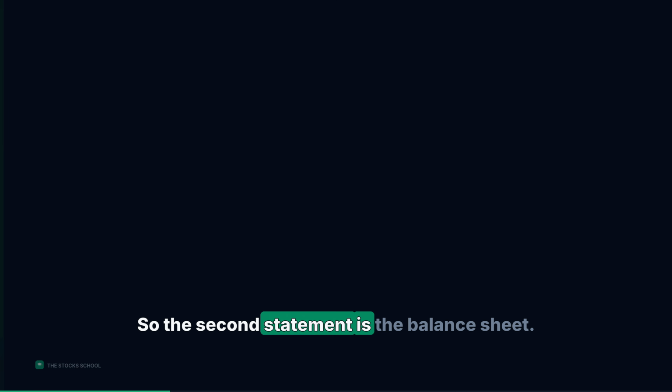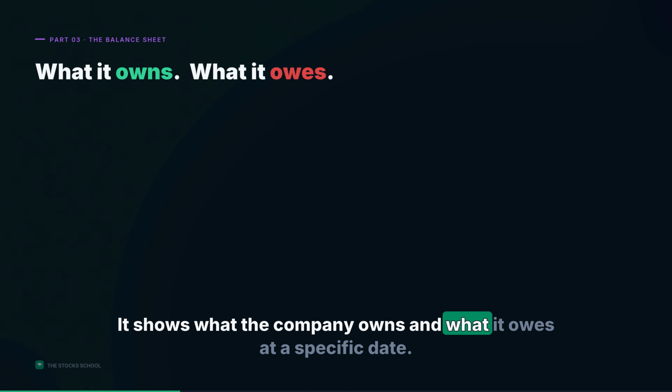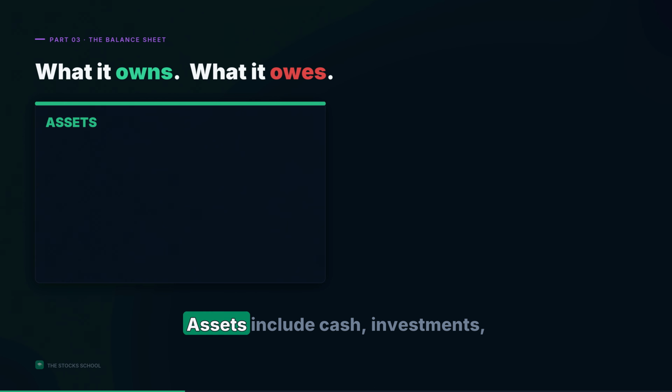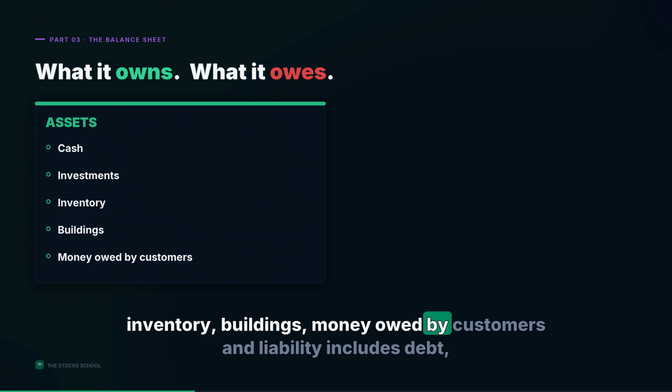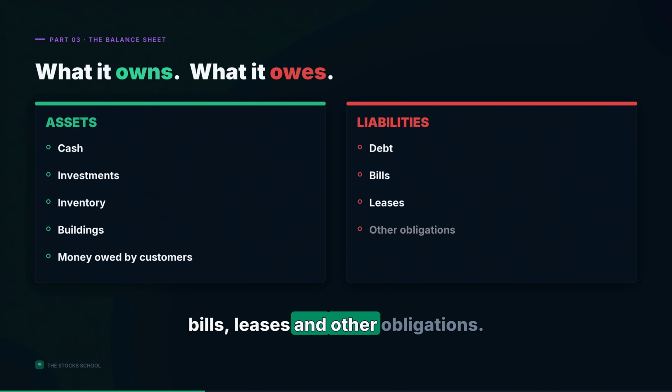So the second statement is the balance sheet. It shows what the company owns and what it owes at a specific date. Assets include cash, investments, inventory, buildings, money owed by customers. And liabilities include debt, bills, leases, and other obligations.